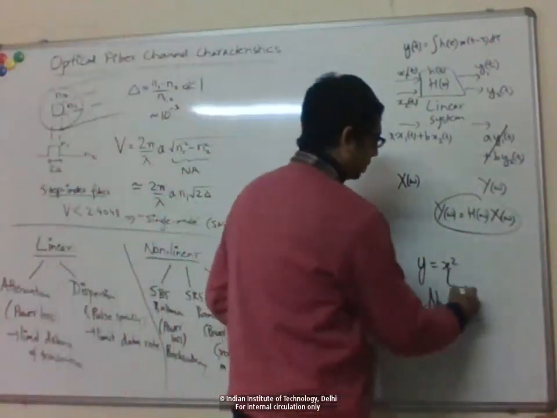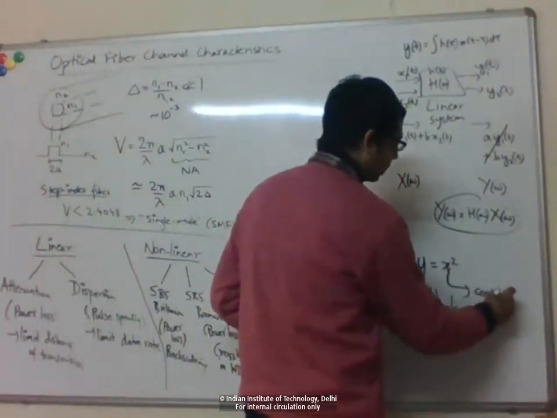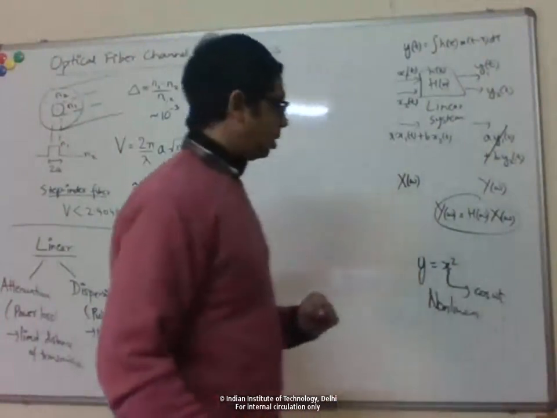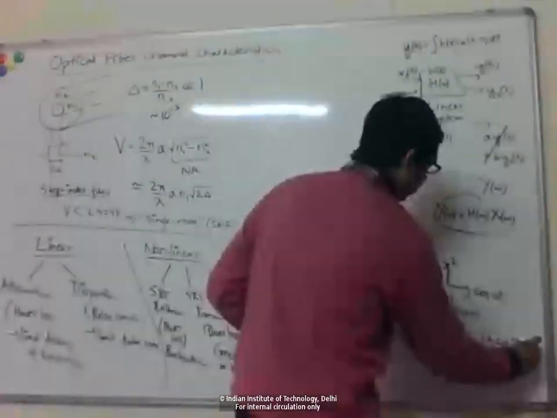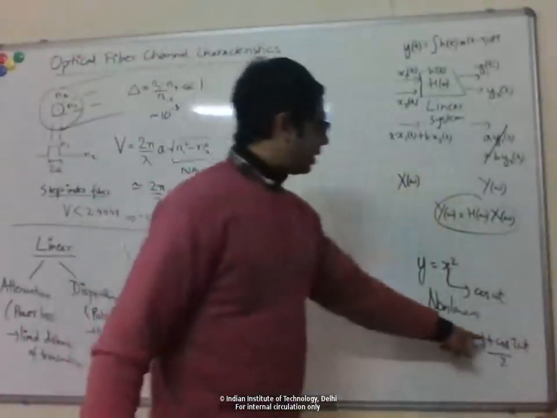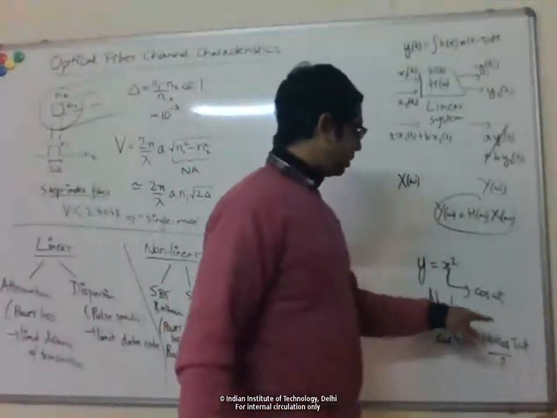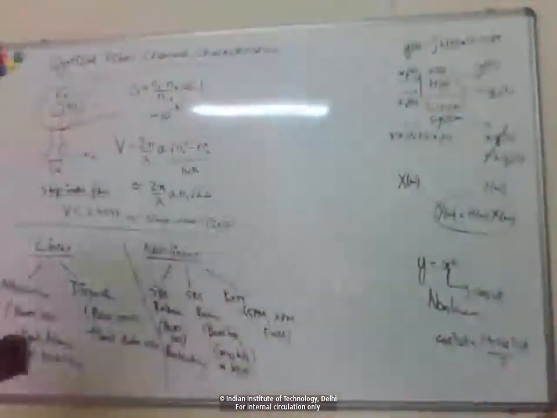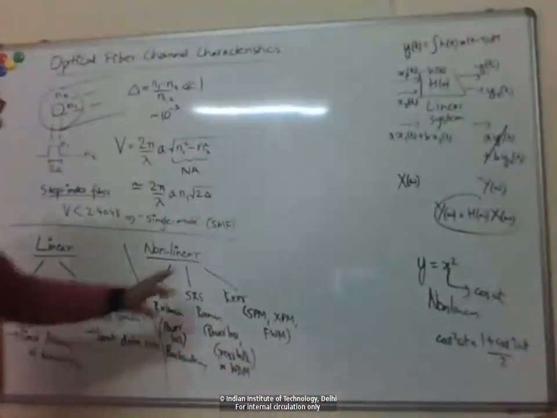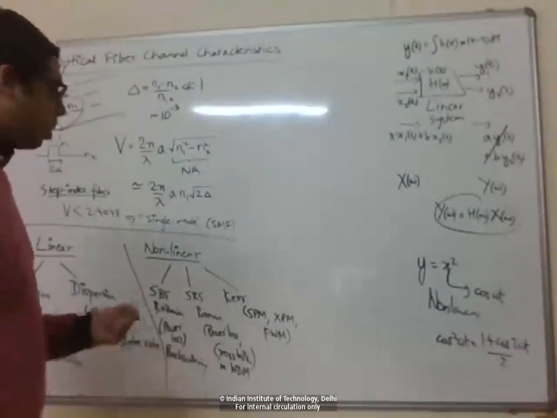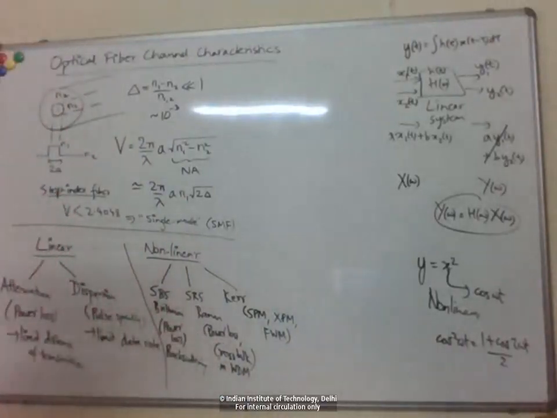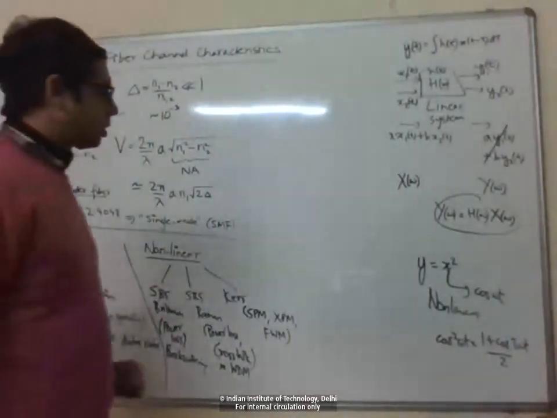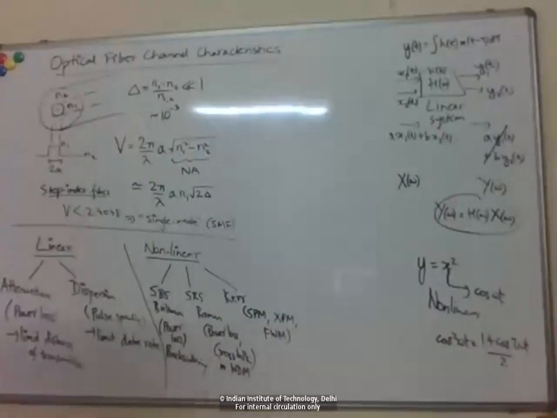For example, take x as cosine omega t, which has a frequency omega. When you take the square, cosine squared omega t, I can write it in terms of cosine 2 omega t. Now you see in the output there is a frequency 2 omega, which was not present in the input. So these effects introduce new frequency terms, or they cause mixing between different frequency components, which is basically crosstalk. I hope this classification into nonlinear and linear is clear.